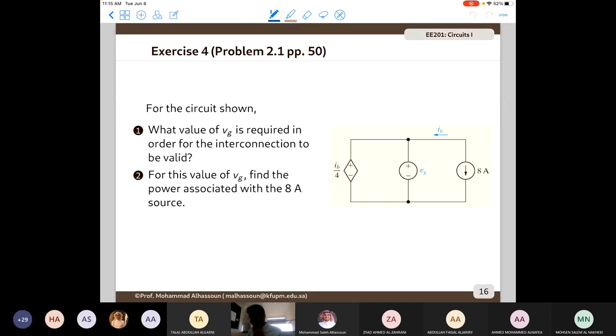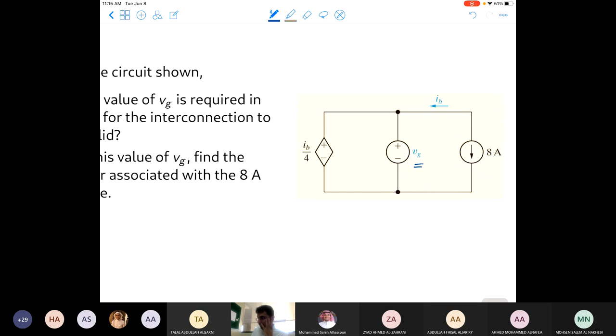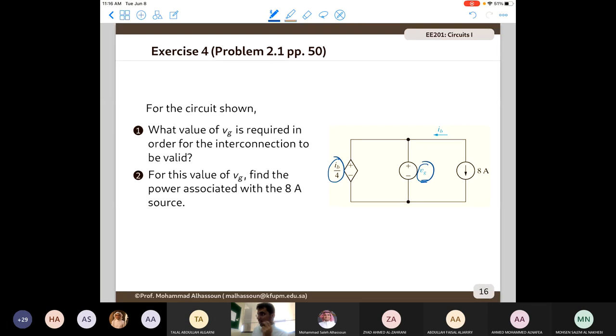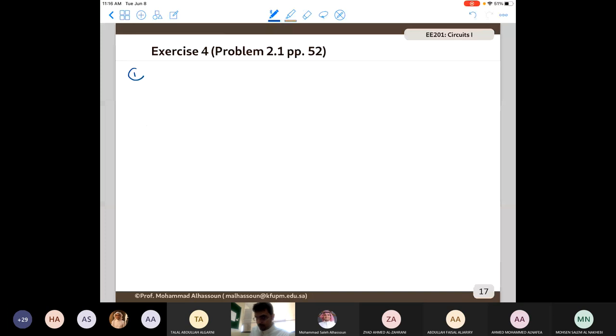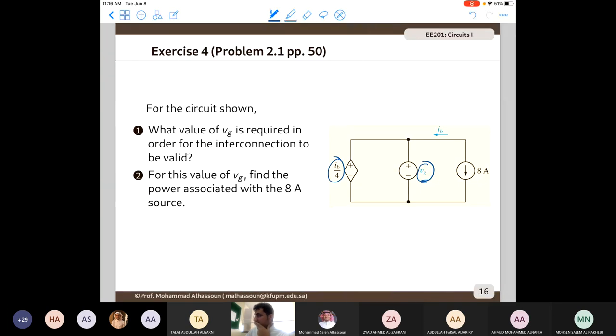Okay, for this exercise, we are asked to find the value of VG for the connection to be valid. Looking at this figure, for the connection to be valid, VG, the value of the independent voltage source, must be equal to the value of the dependent voltage source. Why? They are connected in parallel. So let's try to find VG and solve it. Who wants to jump and solve it?